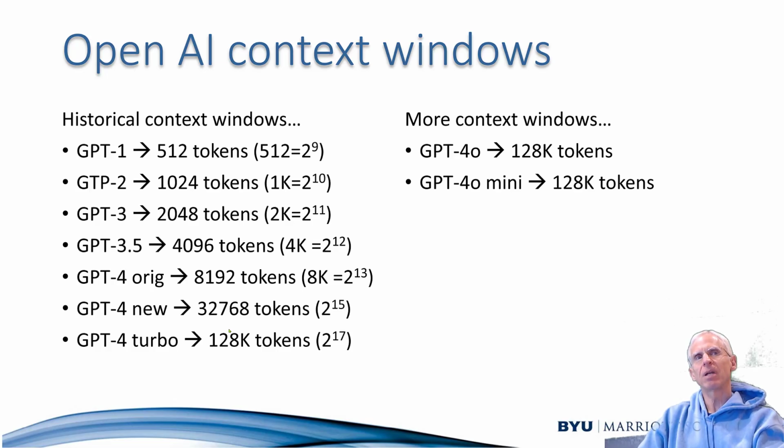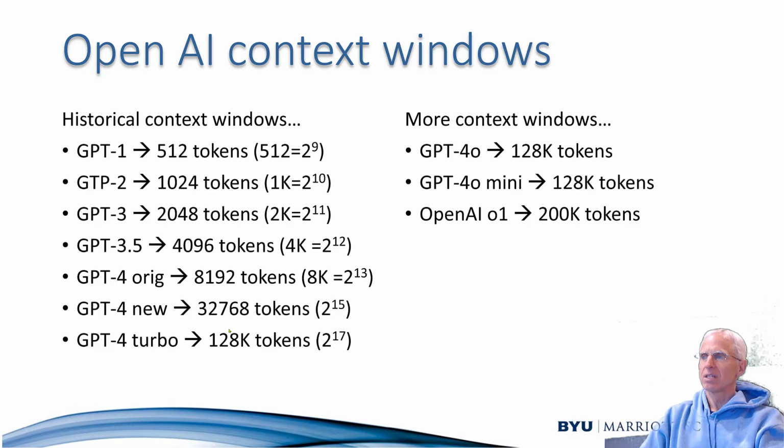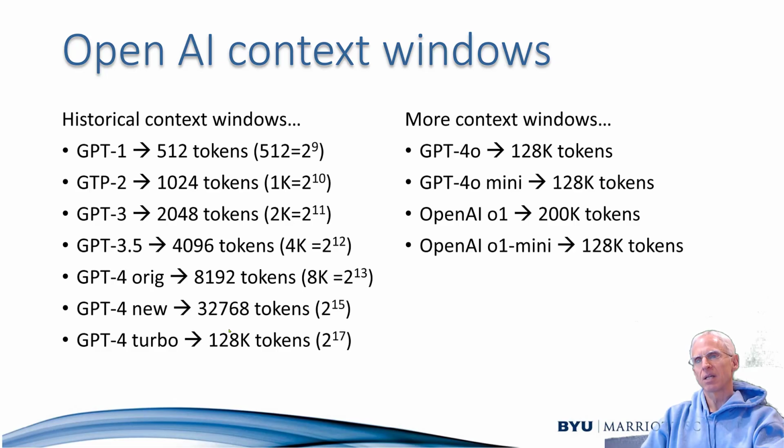But then something happened in 2024. We started to see this thing happen. So here we got 200,000 for their O1 model, which is not a GPT line of models. It's still a transformer model, I believe. But anyway, the O1 model had a bigger token window. And then here comes their Mini, back to the 128.